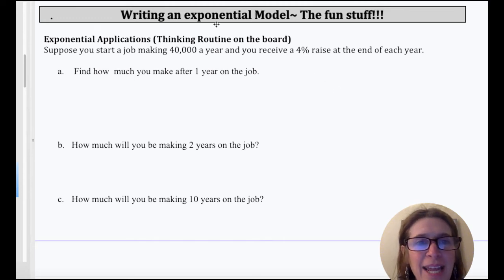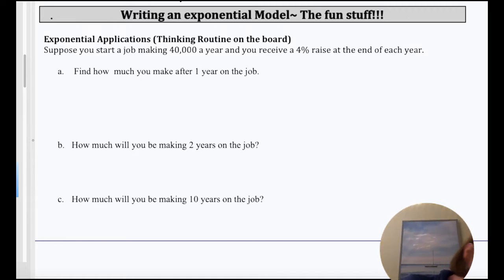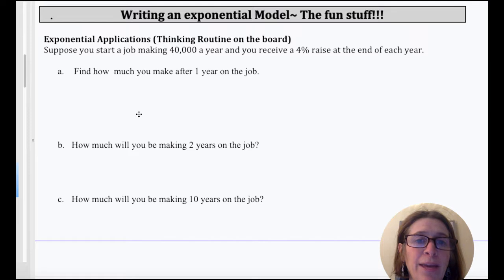Hi everyone. So today I had hoped that we were going to get to class learning about investigating writing an exponential model, which I really find to be the fun stuff that we're working with this year. So let's suppose you start a job and you make $40,000 a year and you receive a raise of 4% at the end of each year. Let's figure out how much you'd receive after the first year on the job.